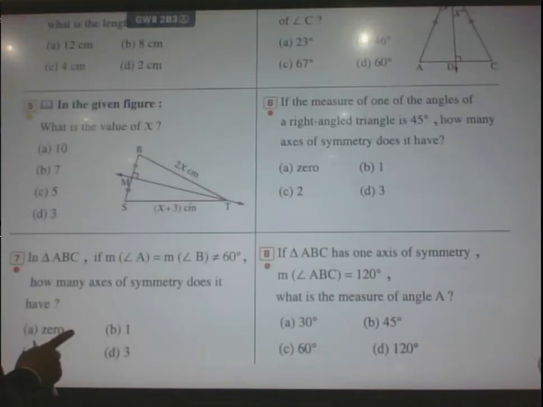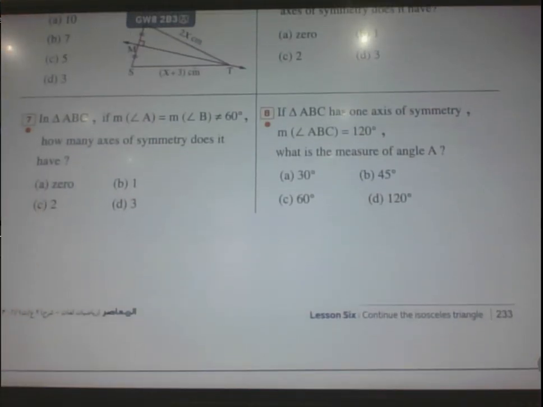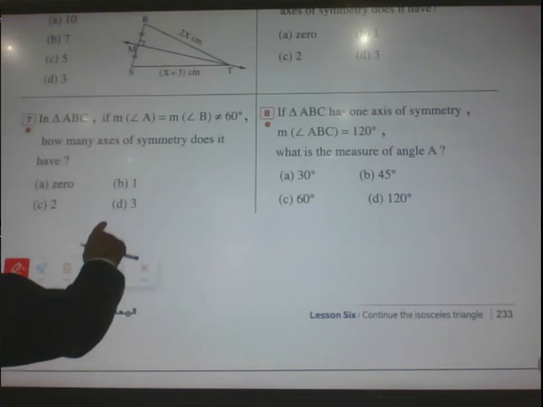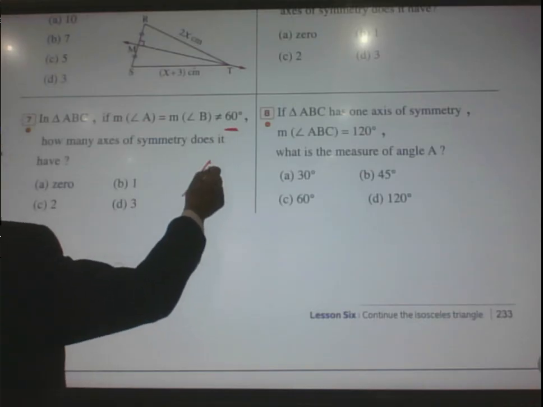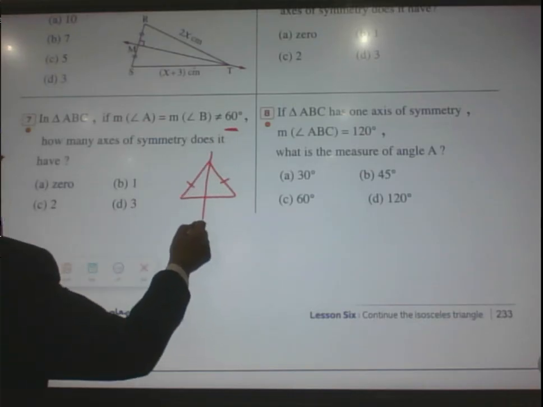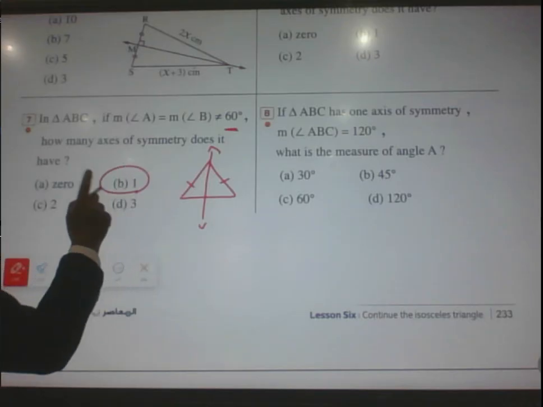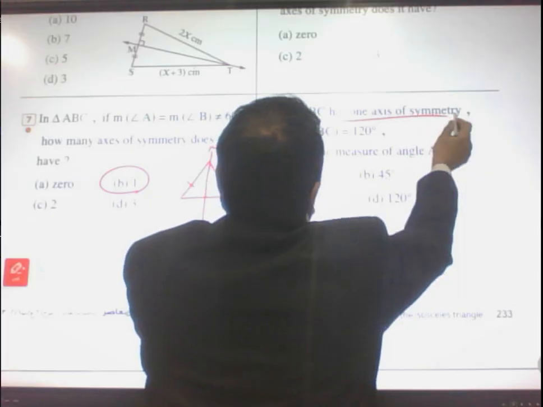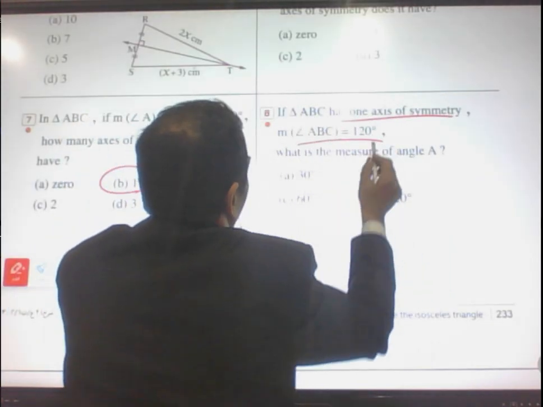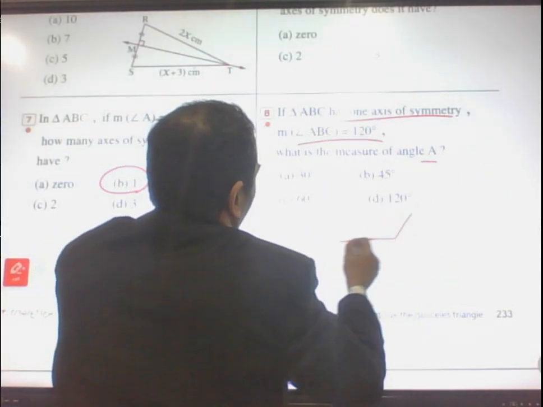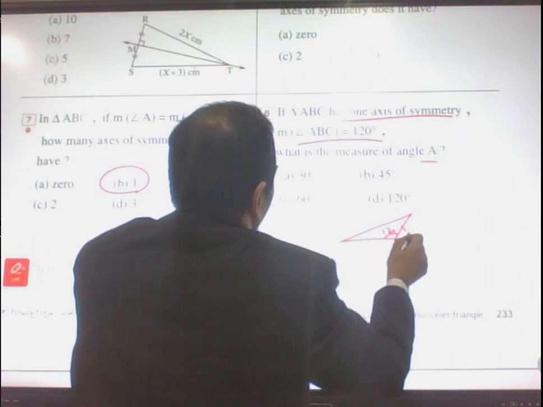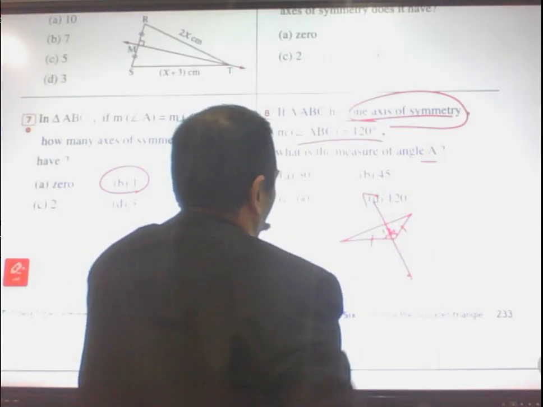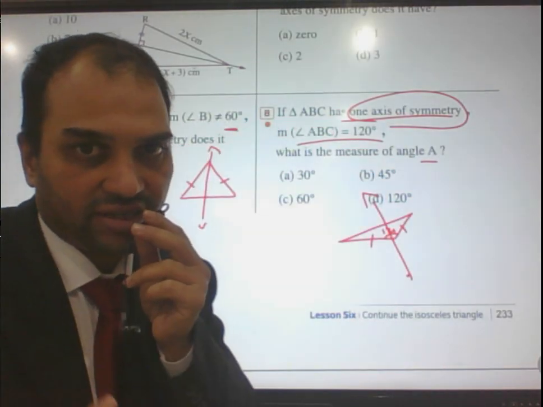Next question here. Number 7, in triangle ABC, he wants to find the measure of angle A. Measure of angle A equals measure of angle B, not equal to 60, meaning isosceles triangle, okay? We have an isosceles triangle, then we have one axis of symmetry, okay? And here we have triangle ABC, with a line axis of symmetry, and the measure of angle B equals 120. What is the measure of angle A? We have here an obtuse angle triangle. We have 120 degrees. He also gives me one axis of symmetry. It means isosceles triangle. We have an isosceles triangle, and we can find the measure of angle A.